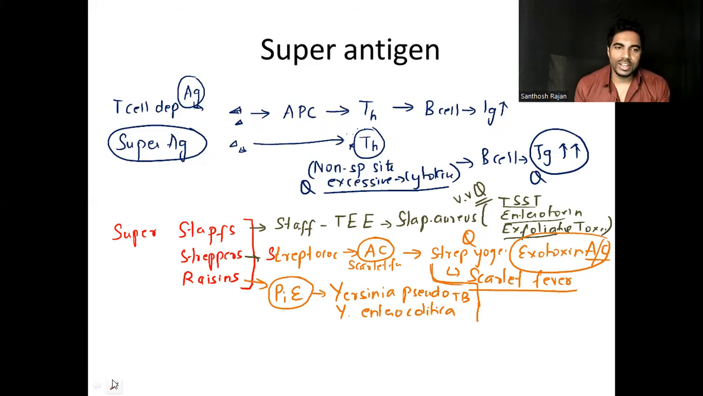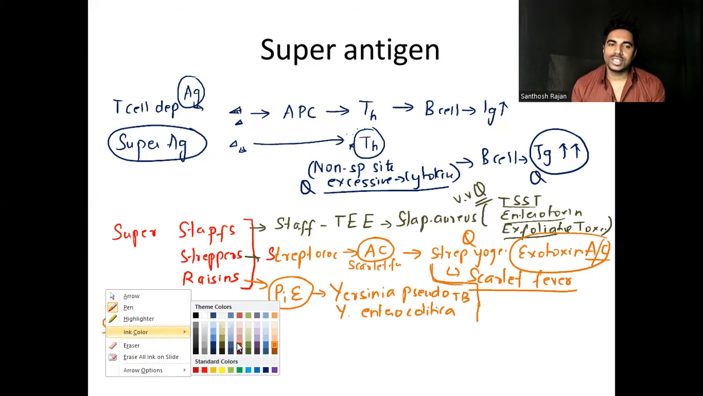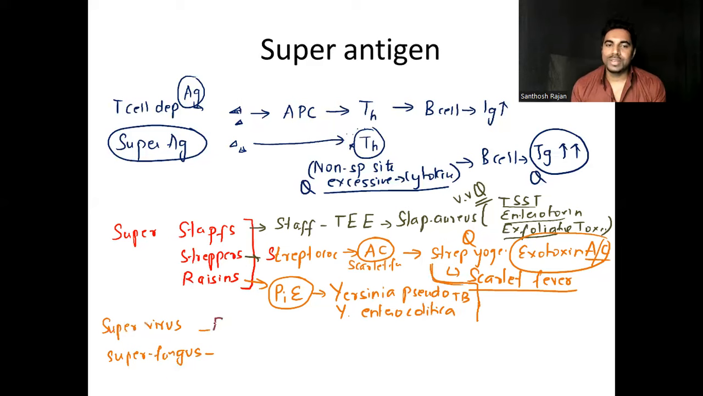But is there anything in the virus? Yes, definitely we have. What are the super viruses? We have super virus and we have super fungus. It's so fun. Believe me, micro is fun and immunology is even more fun. So what is this? Super viruses are all dangerous viruses: Epstein-Barr virus, HIV, CMV, rabies. These all are super viruses. Rabies, you know, is super dangerous. EBV is super powerful. HIV is dangerous anyway. CMV also, super CMV. We have super CMV, super rabies, super HIV, super EBV. Okay, questions can be asked.